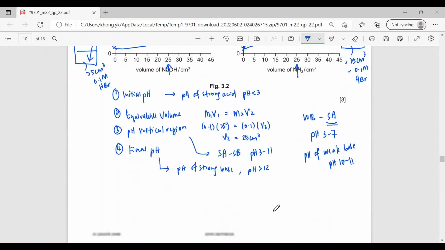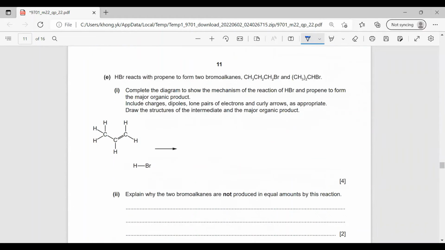Then let's move on to the next question, which is on the reaction of HBr with propene. When HBr reacts with propene, this is an electrophilic addition.